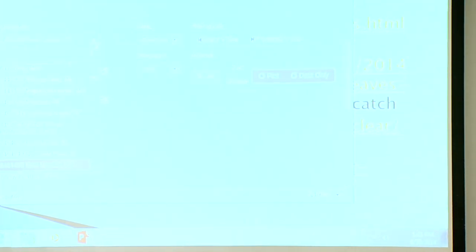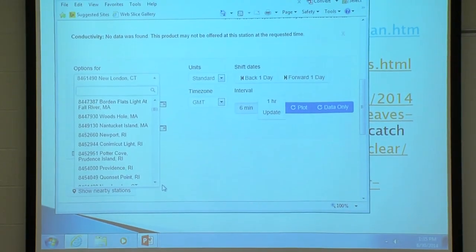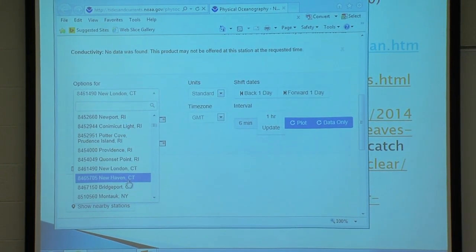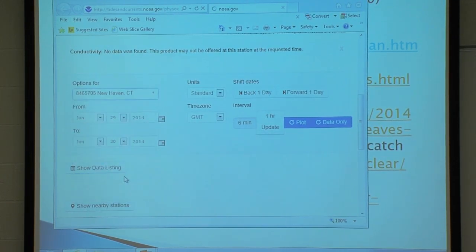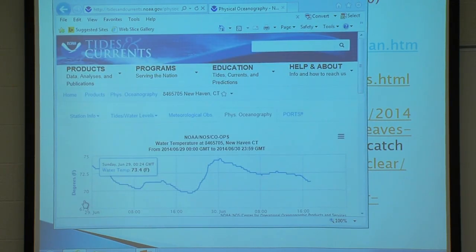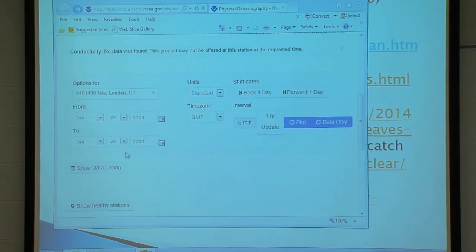So on here, there's a tides and currents site from NOAA.gov. This is a great resource for even elementary teachers if you wanted to look at the water temperature on the western part of Long Island Sound. It plots it out. You can pick it for different places in Connecticut: New London, New Haven, and Bridgeport. So you can click on one of those, or go to New London, which is more on that area.